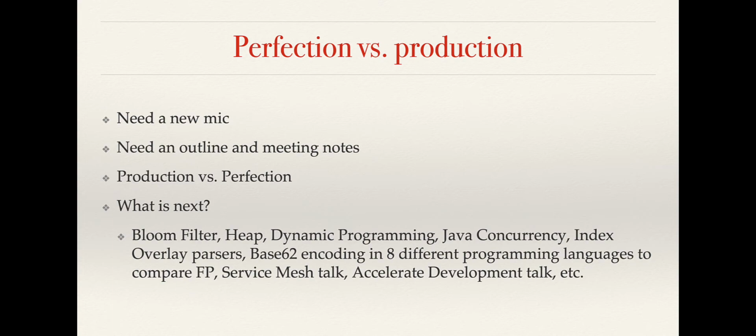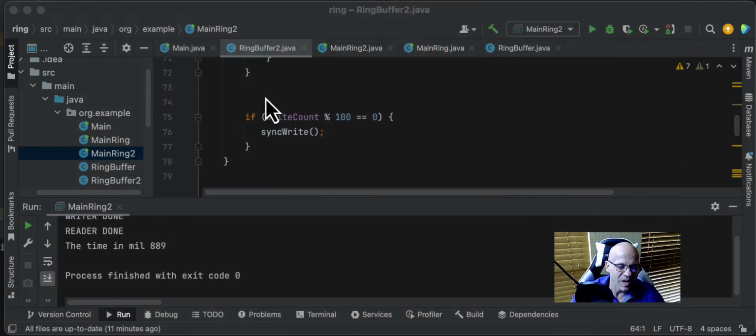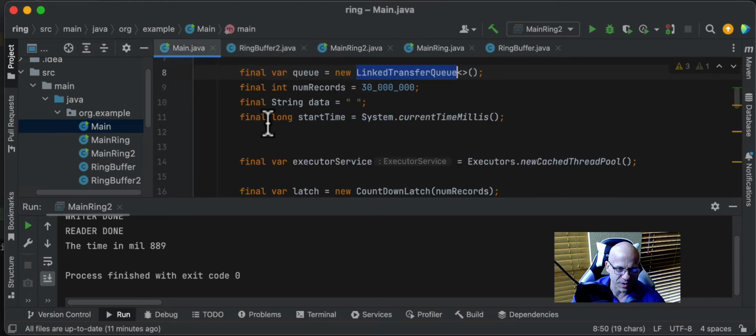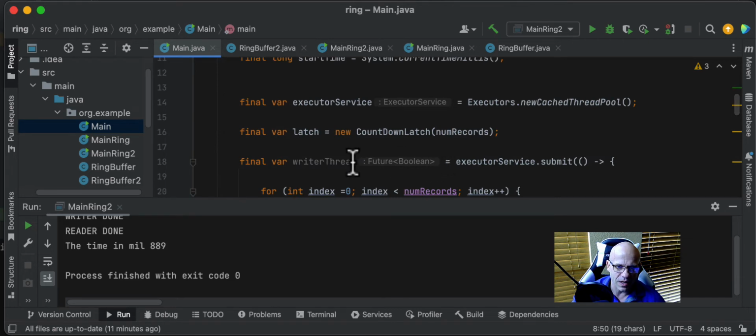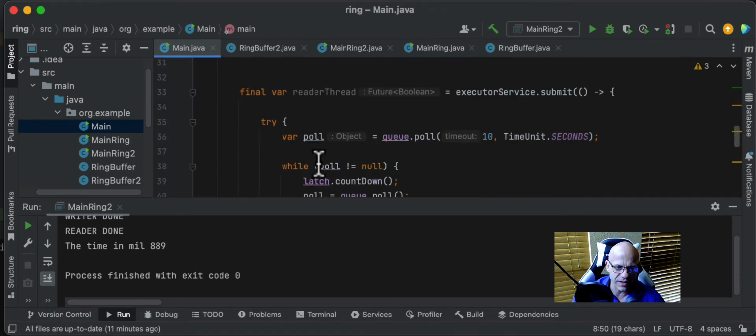So without further ado, let's get into the improved ring buffer and how we did it. Last time we talked a little bit about the ring buffer, and I'd like to continue that discussion. Again, just for comparison, I did a LinkedTransferQueue. I've got two threads, a writer thread and a reader thread. I wanted to get a baseline of what that would be.